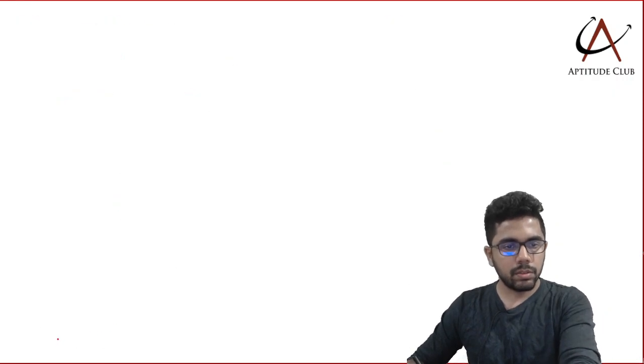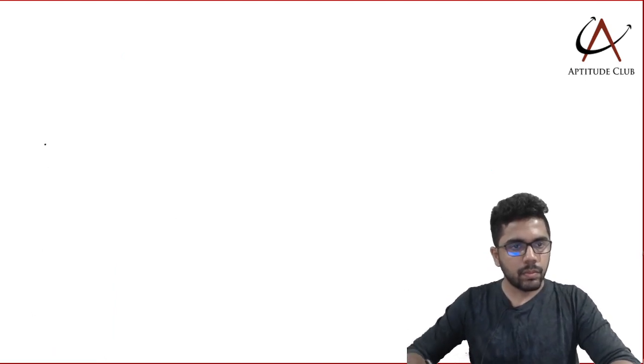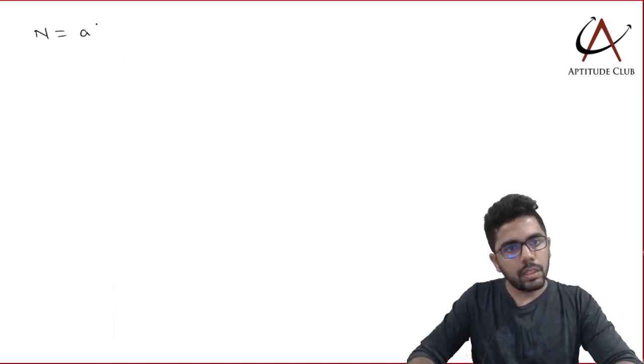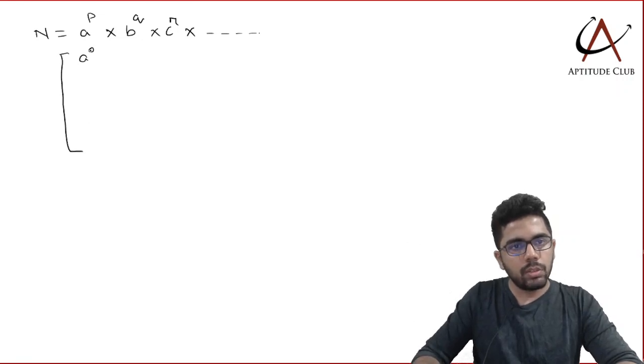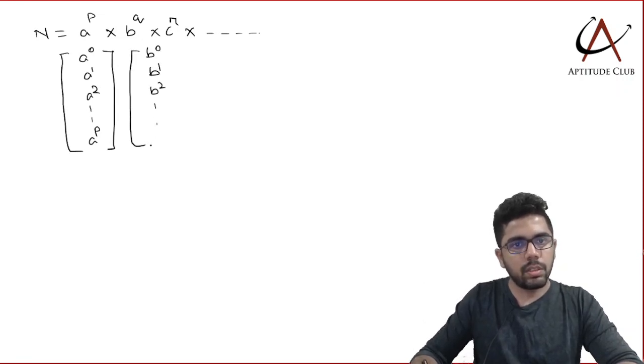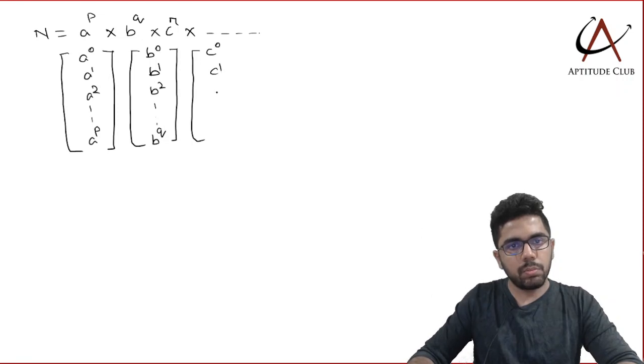If this principle I apply to any general number, so if I have n, it is a to the power p into b to the power q into c to the power r and so on. तो a का इतने फॉर्म्स होंगे, a to the power 0, a to the power 1, a to the power 2 till a to the power p. Same goes with b, b to the power 0, b to the power 1, b square till b to the power q. Same goes with c, c to the power 0, c to the power 1, c to the power 2.